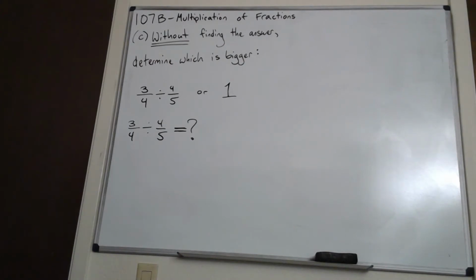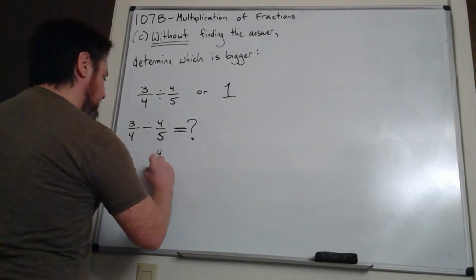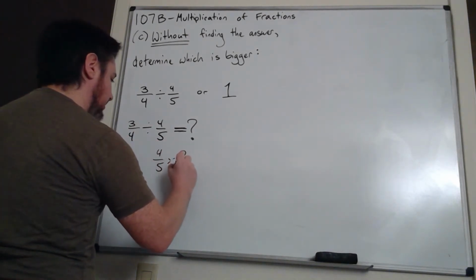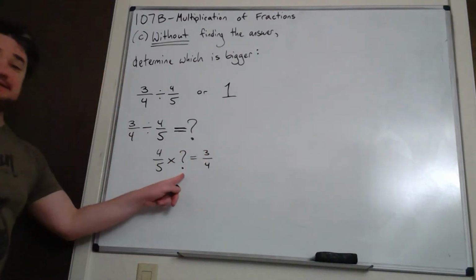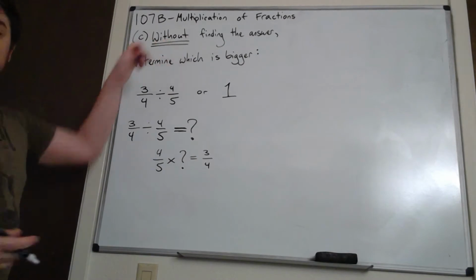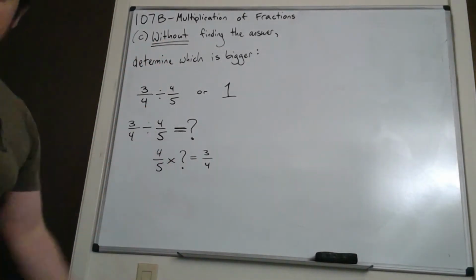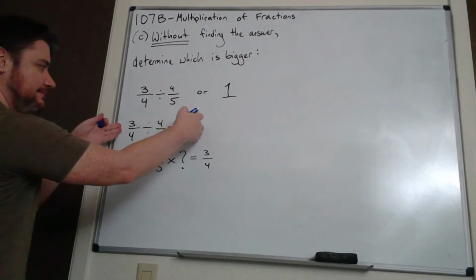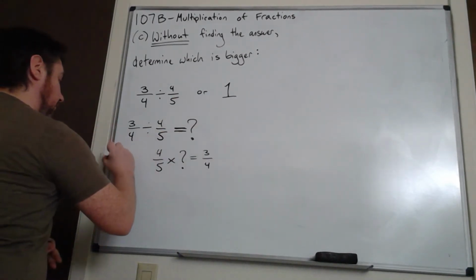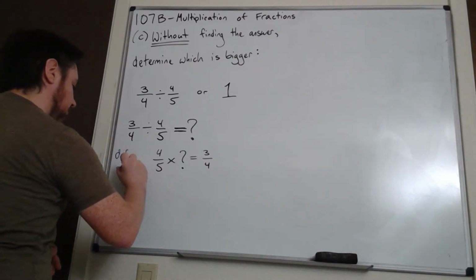How can I now maybe think about this? So let me rewrite that as missing factor. I can write 4/5 times question mark equals 3/4. And as long as I never actually solve for the question mark, then I haven't found the answer. So I don't want to know exactly what that is, but I want to think about this. What justified that? That was my definition of division. So to go from this line to this line, I'm using definition of division.